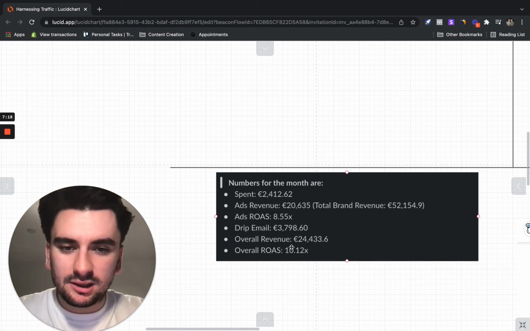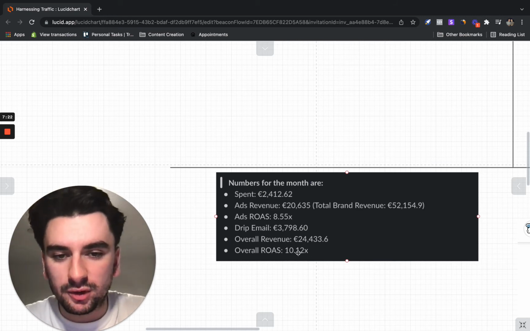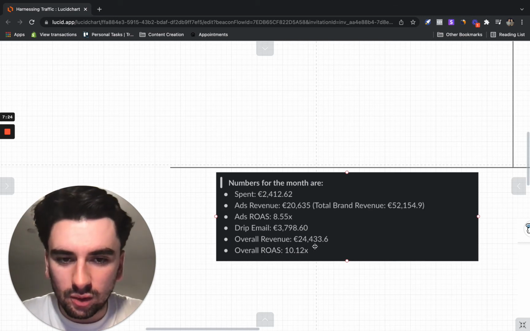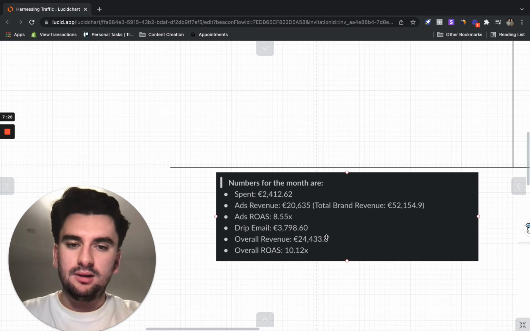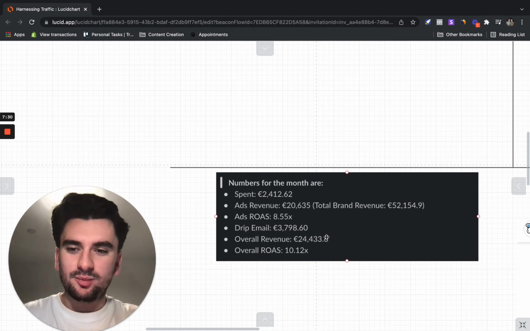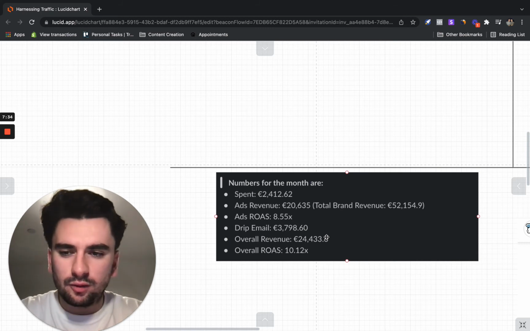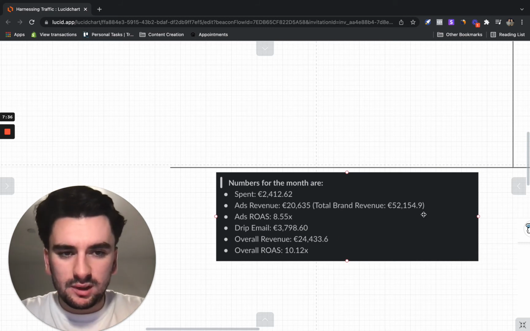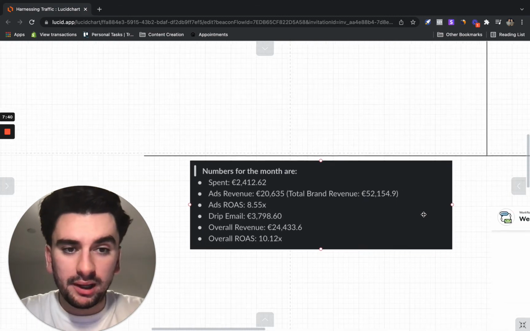So that takes the overall ROAS of that brand for this particular month to 10.12x, bringing total revenue from our services to 24,000. For every euro that they're spending, they're getting 10 back. And that is huge for a business. So, this is a company that's aiming to do about $500,000 a year, and we're playing a big part in that.